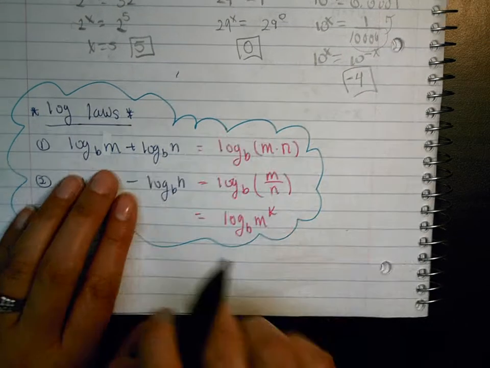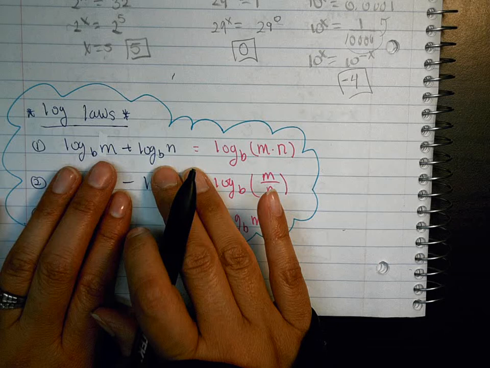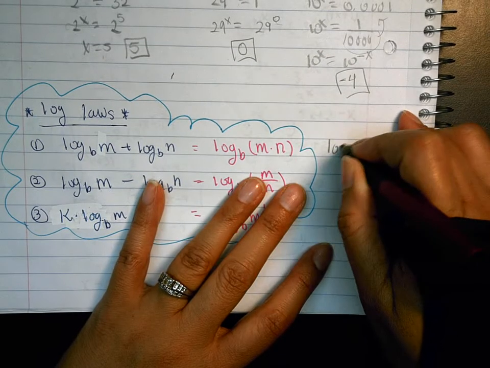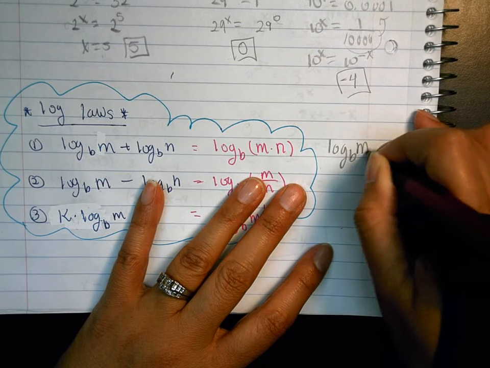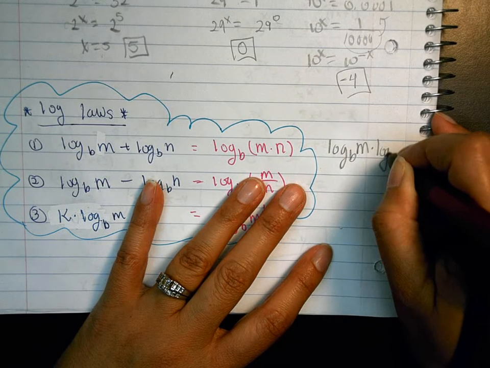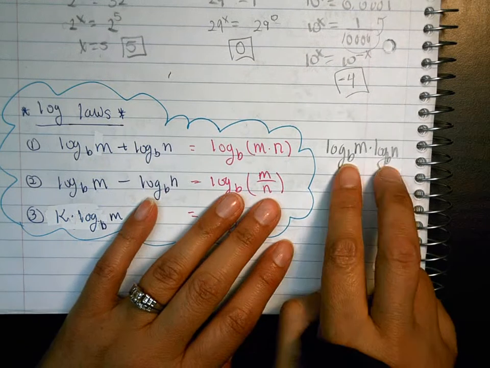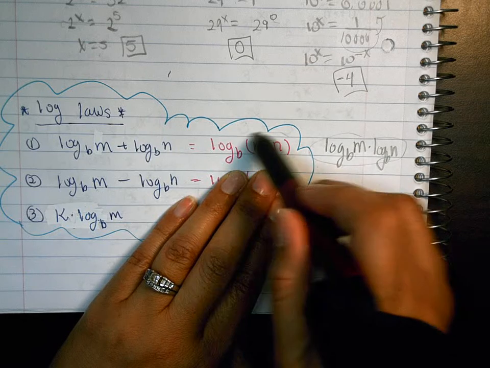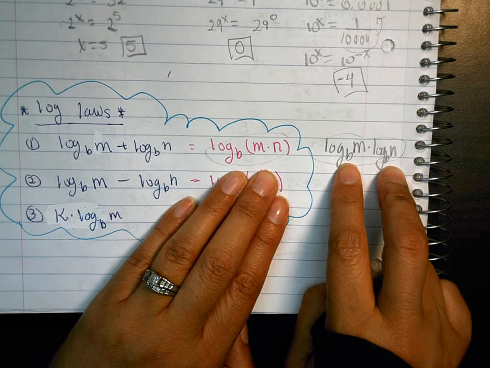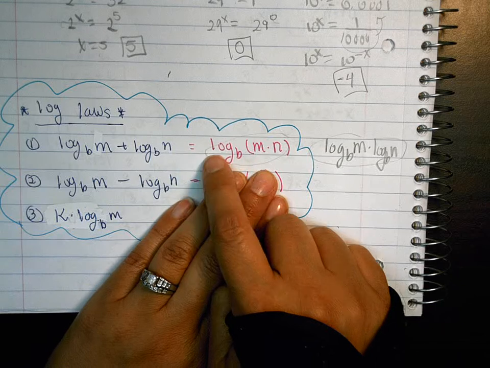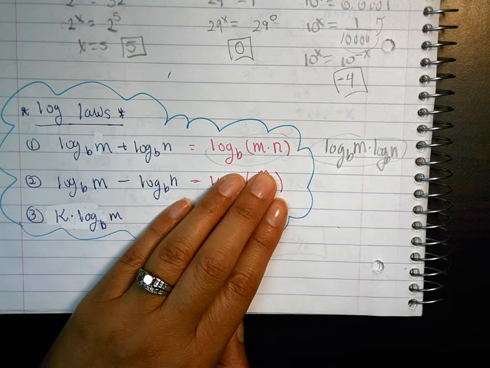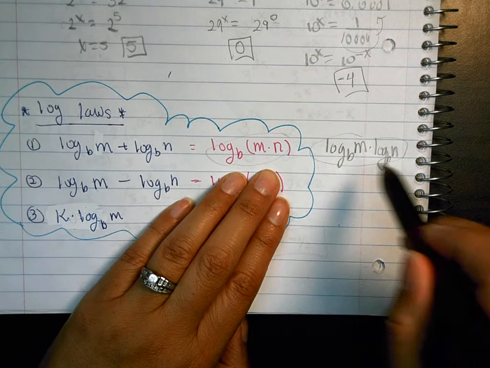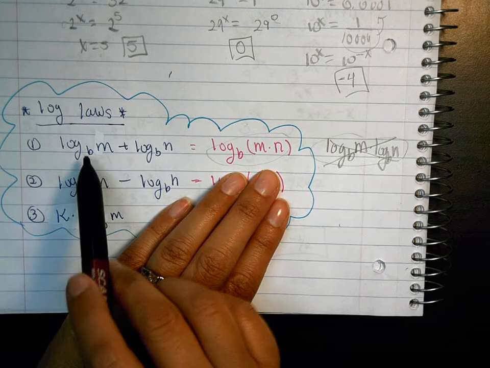Okay, some things I want you to recognize. There is a difference between this, and this, log base b of m times log base b of n. These two things here are not the same. Do you guys see that? This here is the product of two logs, and this is one log of m times n, not two logs being multiplied. So do not try to use this into this log.